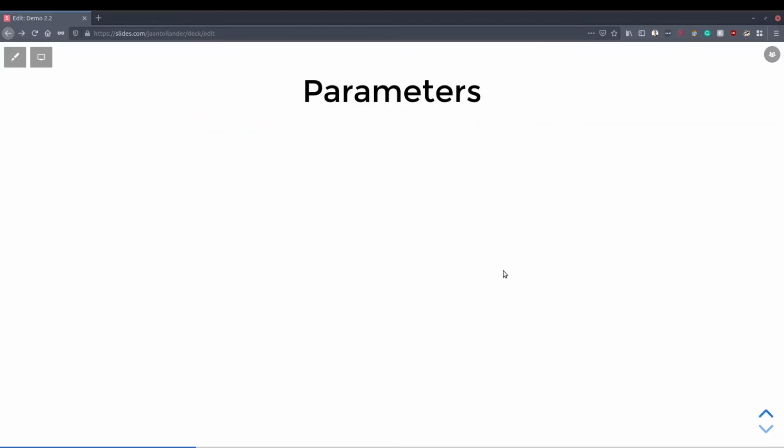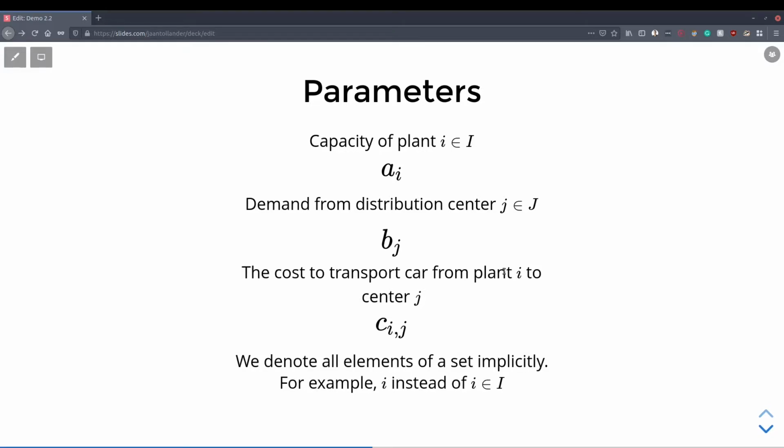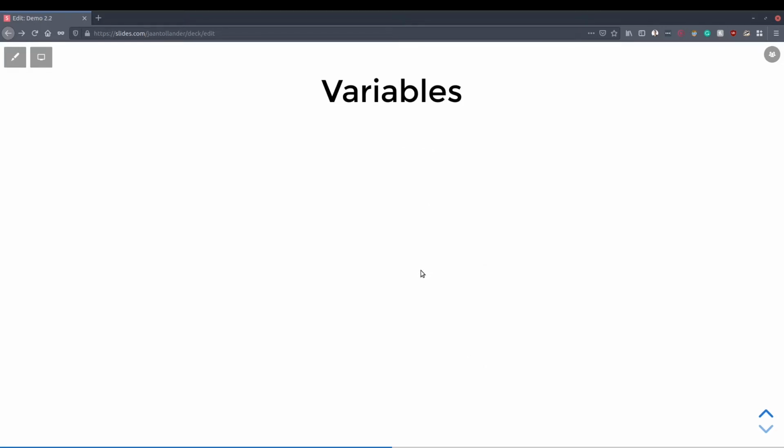The next step is to list the parameters related to the problem. For example, we have the capacity of the plant I, the demand from distribution centers J, and the cost of transporting a car from plant I to center J. And here we denote all elements of a set implicitly, for example, only using I instead of I belongs to the big I set. After listing the parameters, we should list the variables.